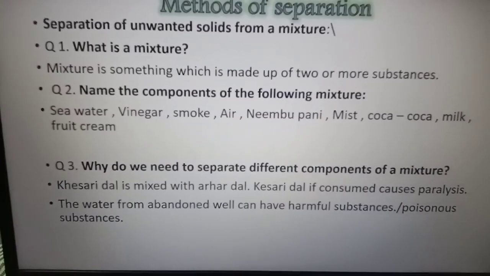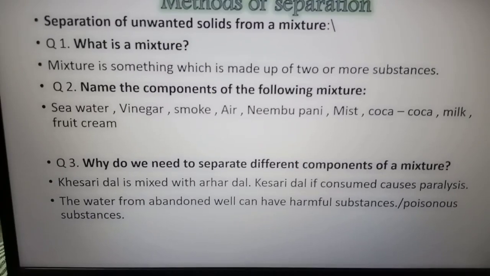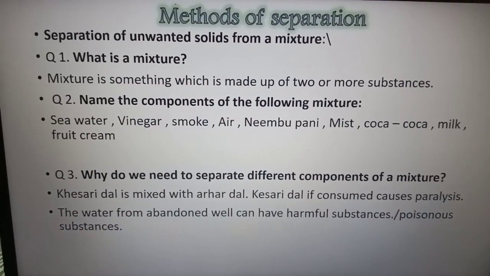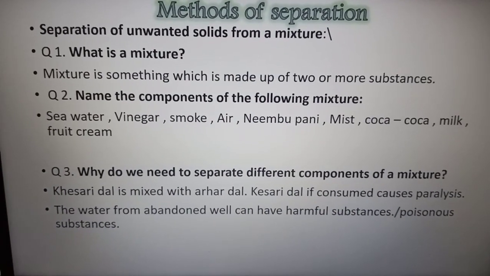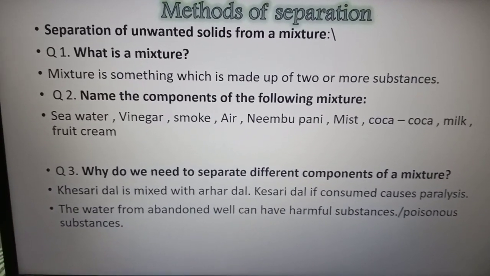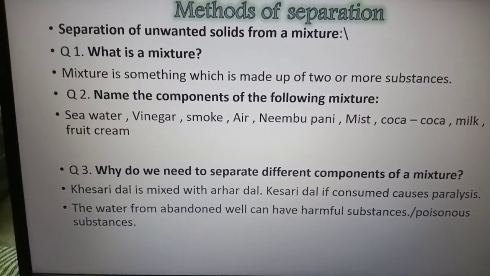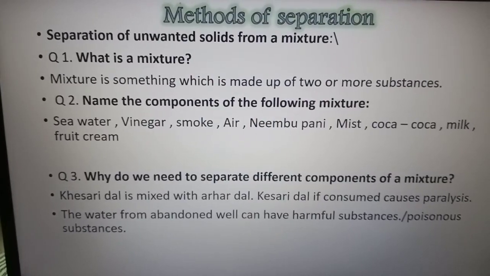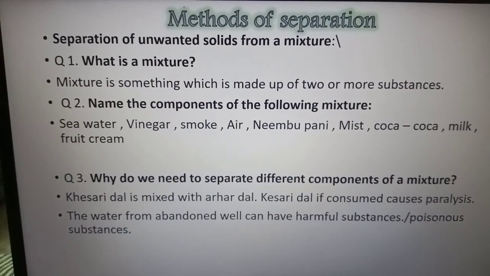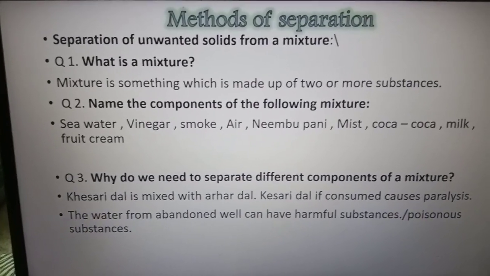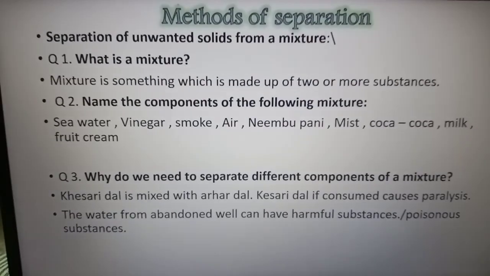So the next question comes. We learned what a mixture is, we learned the components of a mixture, but why do we need to separate different components of a mixture? What is the requirement? It is not always necessary that mixtures are useful and good. There are some cases where kesari dal is mixed with arhar dal. But kesari dal, if we consume it, causes paralysis to us. So it is not required, right? If kesari dal is mixed with arhar dal, it makes a mixture, but we do not need kesari dal. So that is why we need to separate this component of the mixture.